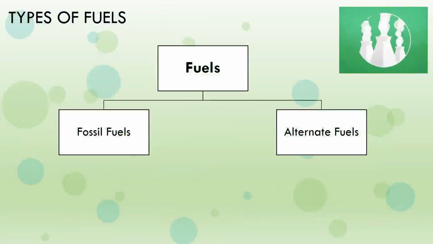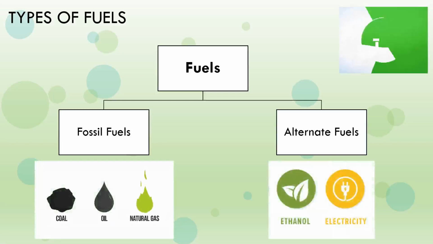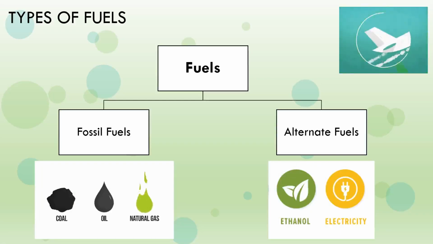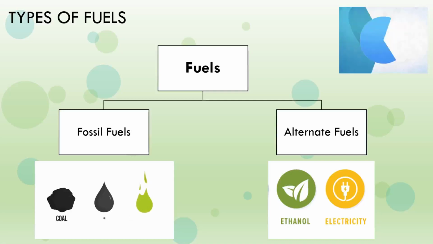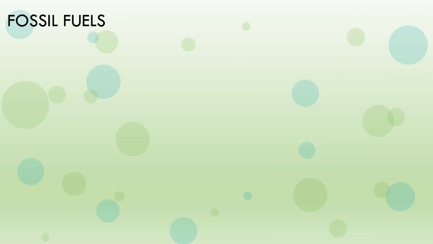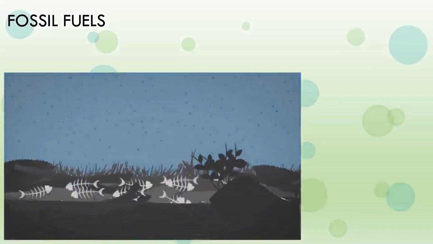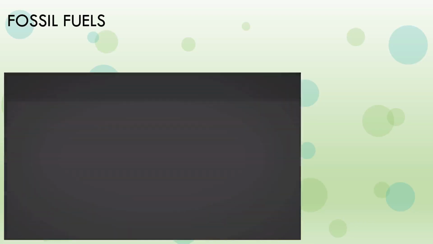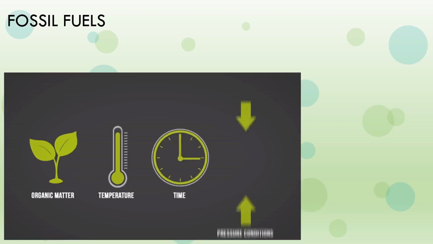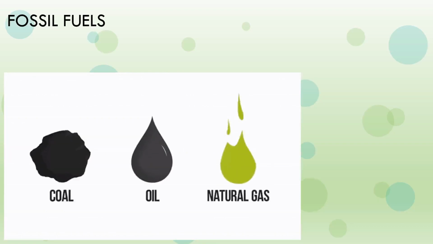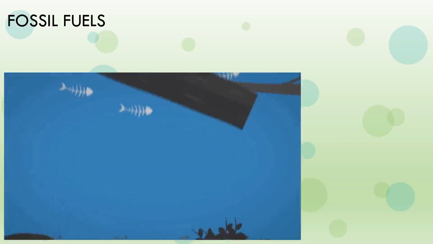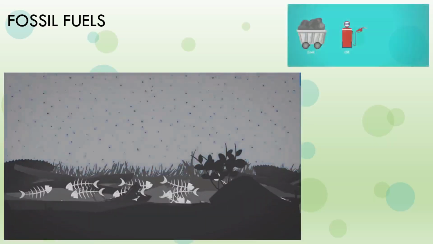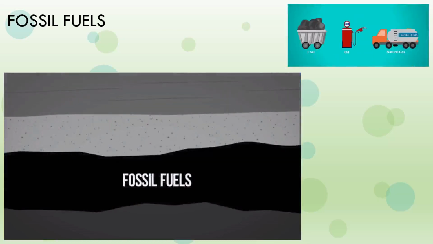Types of fuels. They are fossil fuels and alternate fuels. Now I will explain one by one. Fossil fuels. They are formed from the remains of dead plants and animals that got buried deep under the ground millions of years ago. They are non-renewable sources of energy. They are available in limited quantity in nature and cannot be created once finished. For example, coal, petroleum, and natural gas.